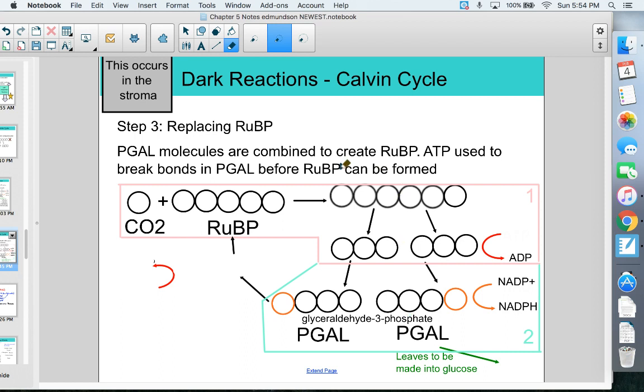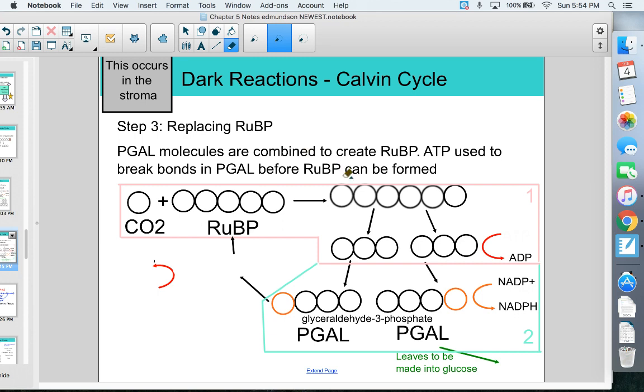So this is called replacing RuBP because I'm literally just replacing it so that I have it for next time. It's like if I take out 5 eggs from my egg carton, and the next time I go, I need 5 eggs, but I don't have enough left. I have to go to the grocery store and replace my 5 eggs.